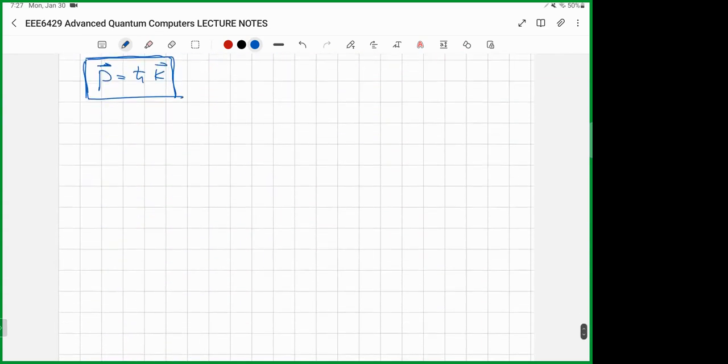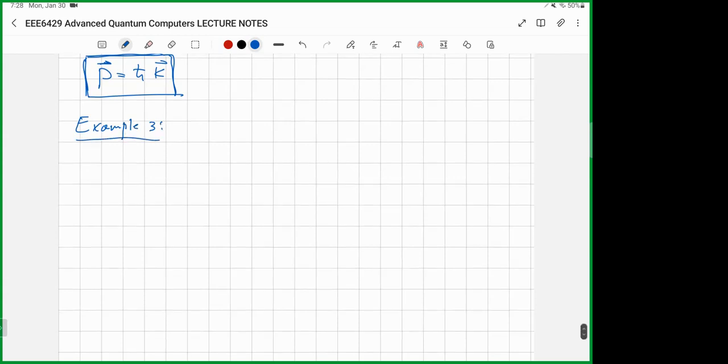So let's discuss another example. That was example 2. Now example 3: the Hamiltonian in the coordinate representation.